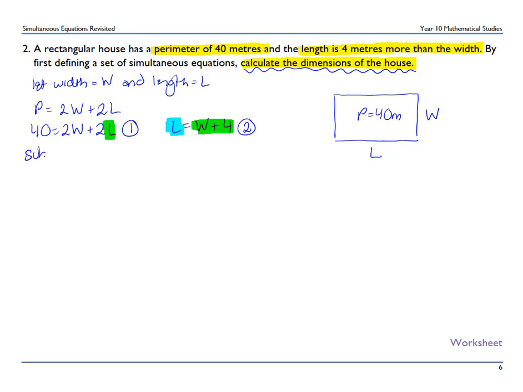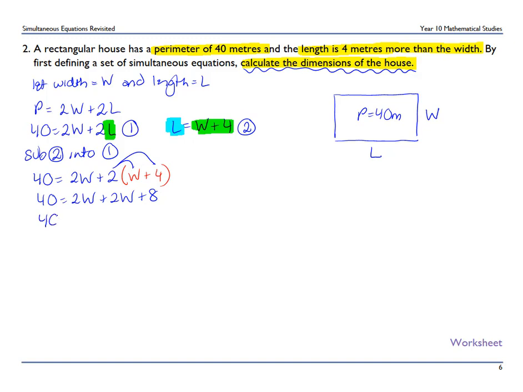Okay, so I'm going to sub 2 into 1. So I've got 40 equals 2 lots of my width plus 2 lots of my length, but my length is W plus 4. So now I've got 40 equals 2W, 2 lots of 4 is 8. So 40 equals 2W plus 2W is 4W plus 8. I get that 8 from either side, so I take it away, so it's gone. 40 take 8 is 32 equals 4W.